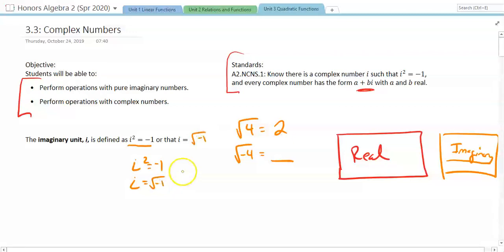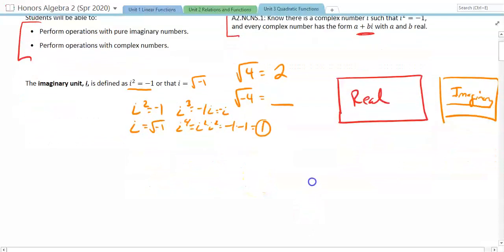Now we're going to talk about a couple more powers of i, because they're going to be periodic. i cubed would be i squared times i, so that's -1 times i, which is just -i. Then i to the 4th would be i squared times i squared, so that's -1 times -1, which is +1. And so what we get is that every 4 powers of i is just 1. We're going to look at some examples of this in a second on how to simplify these higher powers of i.